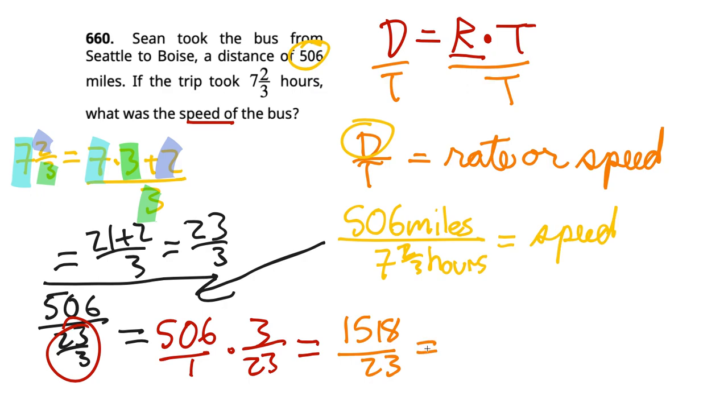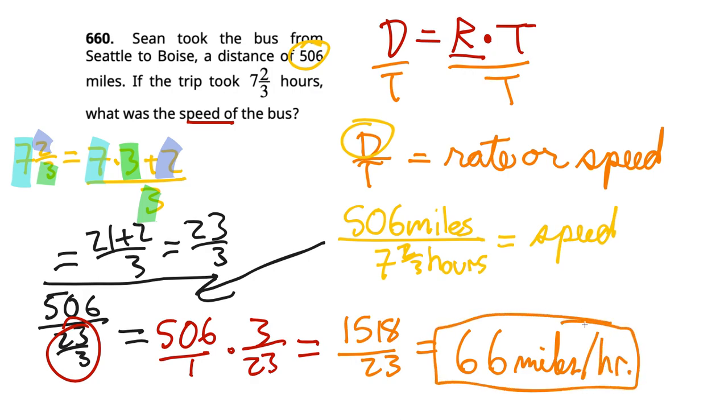Now, you could do it by hand, and I'm sure you know how to do long division by now, because I've done it a few times. But I am going to break down and use a calculator here. Oh my gosh, that's 66. So it's 66, and we do want to label units, miles per hour, or MPH, like they do in the States. I think you're cool with that.